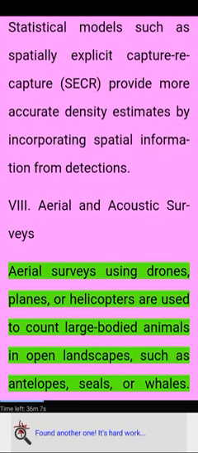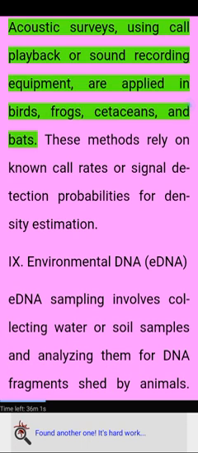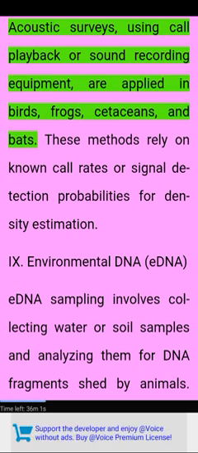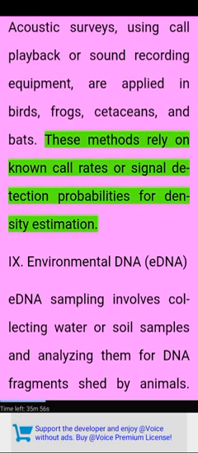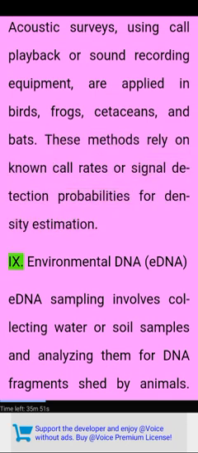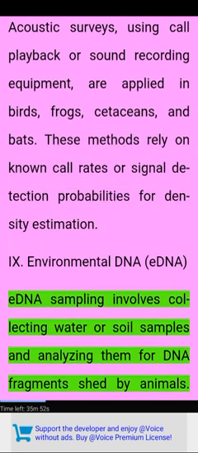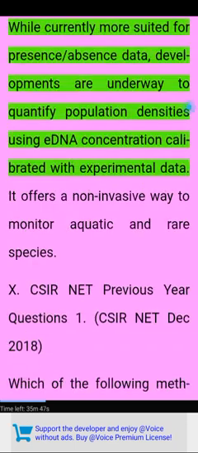8. Aerial and acoustic surveys. Aerial surveys using drones, planes, or helicopters are used to count large-bodied animals in open landscapes, such as antelopes, seals, or whales. Acoustic surveys, using call playback or sound recording equipment, are applied in birds, frogs, cetaceans, and bats. These methods rely on known call rates or signal detection probabilities for density estimation. 9. Environmental DNA, eDNA. eDNA sampling involves collecting water or soil samples and analyzing them for DNA fragments shed by animals. While currently more suited for presence-absence data, developments are underway to quantify population densities using eDNA concentration calibrated with experimental data.